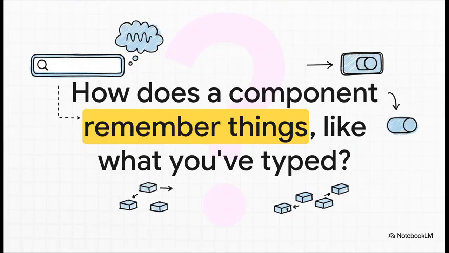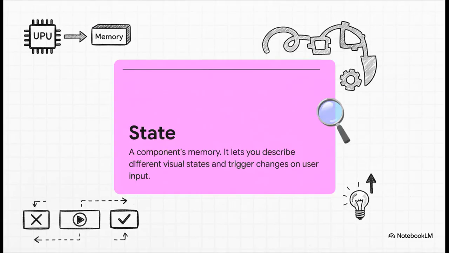But how does a component actually remember stuff? I mean, how does that search bar hang on to what you typed? Or how does a button know if it should be clickable or grayed out? The answer to all of that lies in managing this memory. So state, that's just the official fancy word for a component's memory. Now here's the really crucial idea. Instead of manually telling the web page what to do, like, hey, disable this button now, you just describe all the different looks your component can have, all its visual states. And then you just tell React, okay, show me this state now.